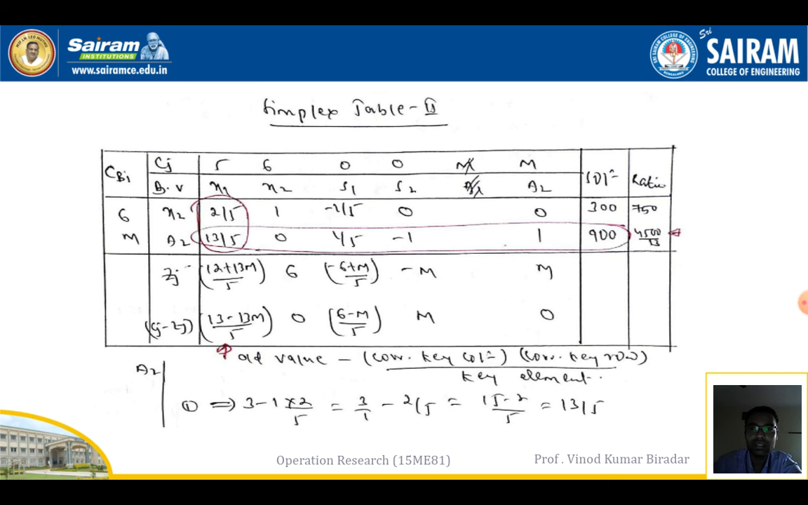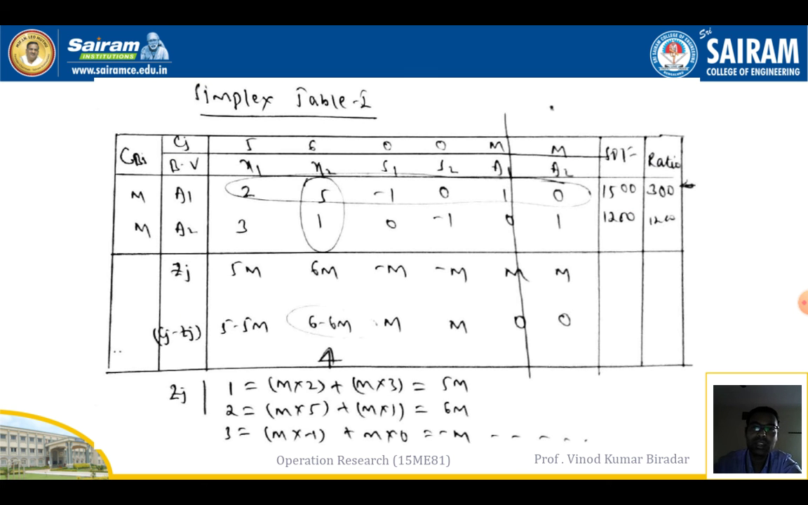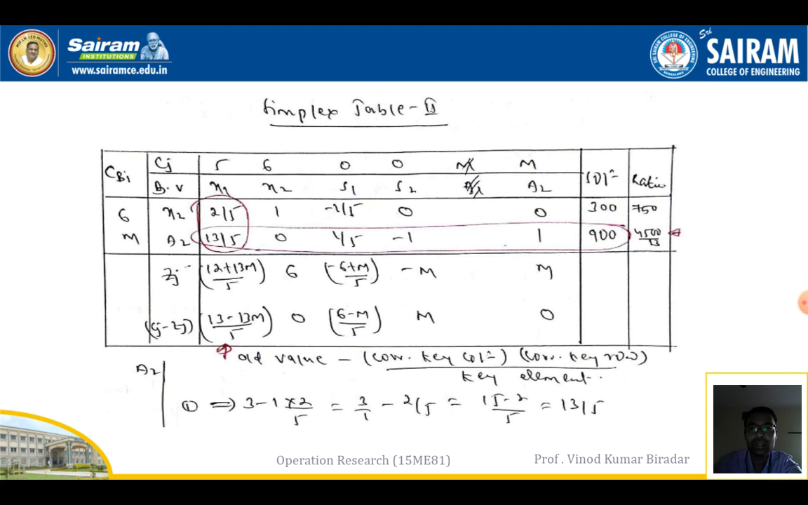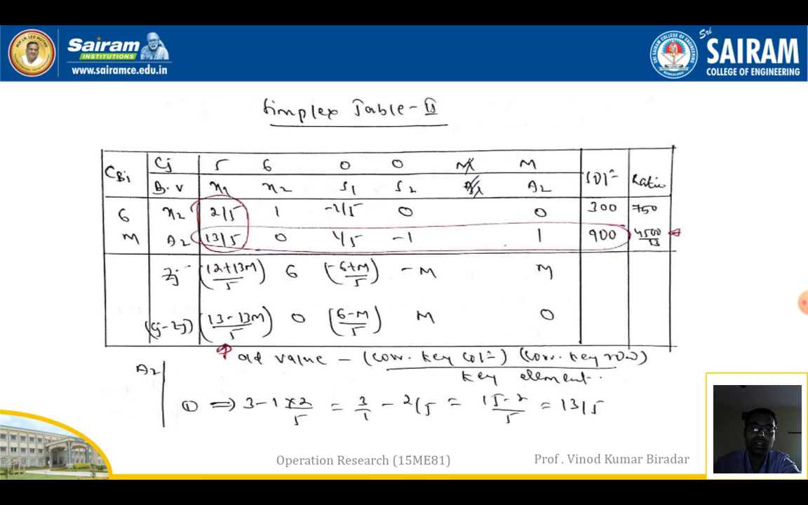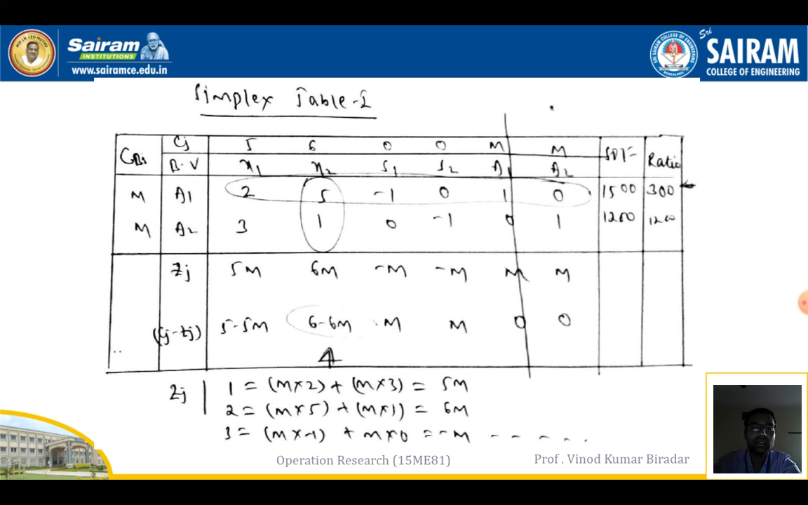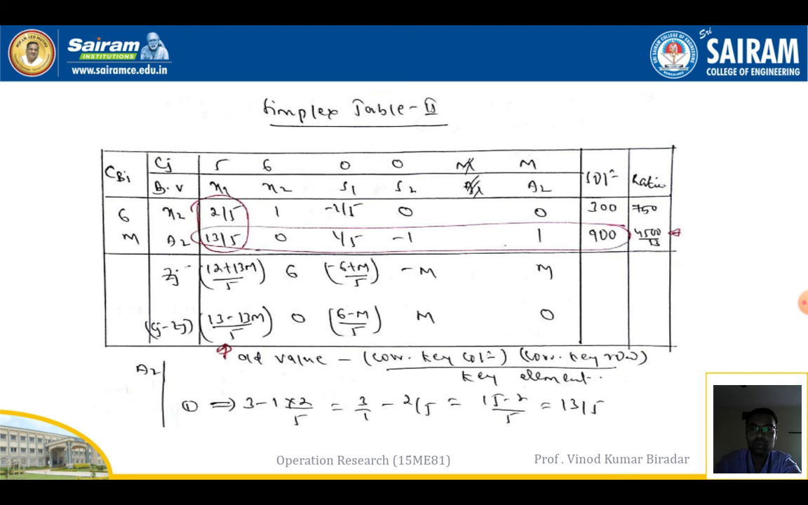For constructing the second table, divide all the elements of the key row by the key element. The first element in the row is 2, the key element is 5, so 2 divided by 5, you write here 2 divided by 5. Our aim is to make the key intersection element 1, so for that we divide all the elements. 5 by 5 you will get 1, minus 1 by 5, 1 by 5, 0 by 5 you will get 0. The last one, A1, is removed because it is a leaving variable, so 0 by 5 equals 0. Similarly for the A2 row, you have one formula, and according to that formula you have to enter the values.